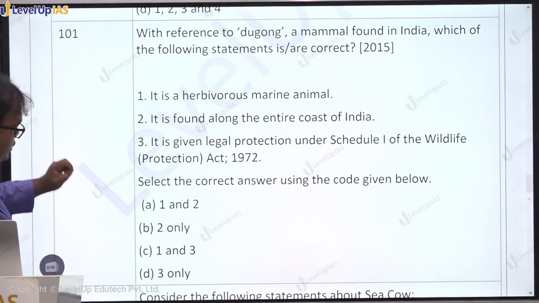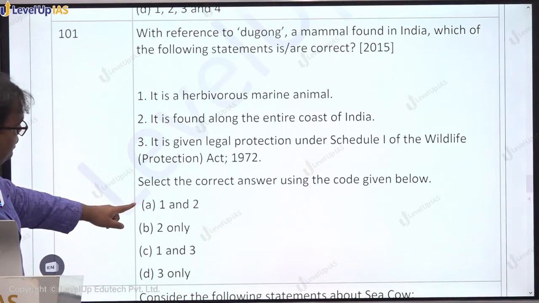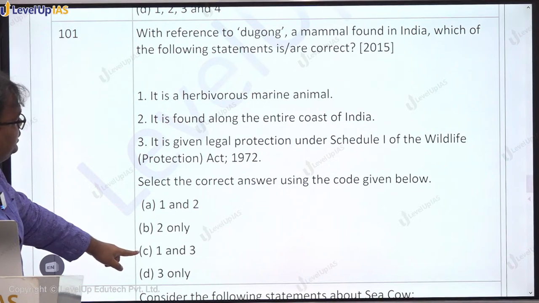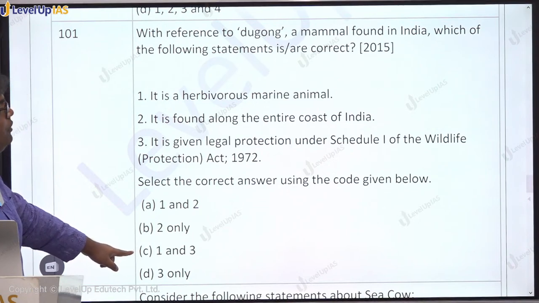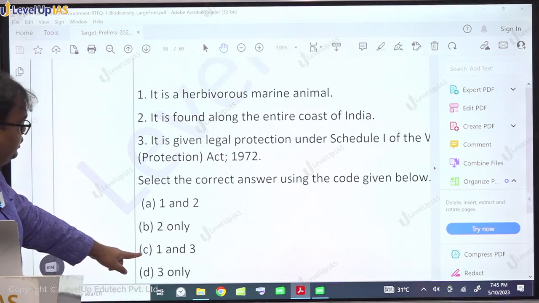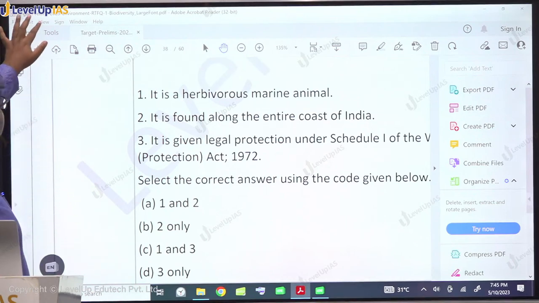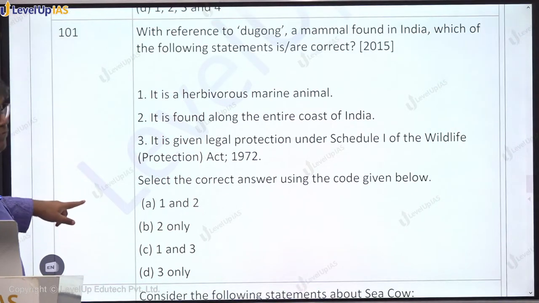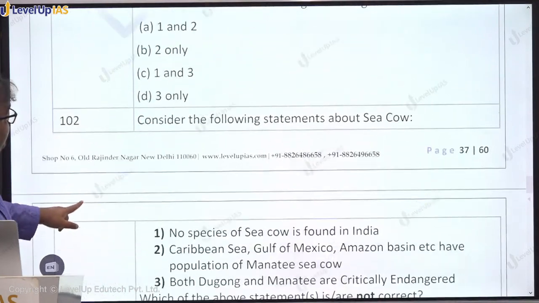So two is wrong. One is correct. See, it has been given legal protection under Schedule 1 of the Act. It has been given high protection. So C is the answer. Right? Are we getting this? The answer to 101 is C. Okay. 102.